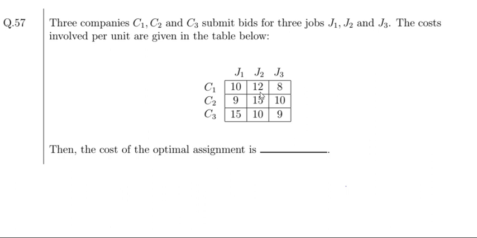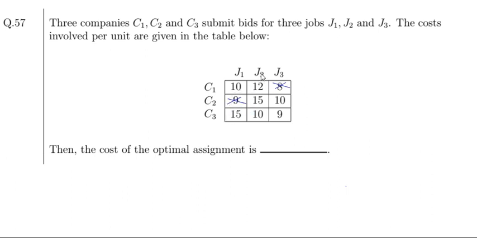Here we will see the first row: 10, 12, 18. 8 is the minimum, so we will assign J3, job number 3, to company C1. So this can be assigned, and let us see for J2 and J1. J1 can be assigned to C2. In this row, this is the minimum.